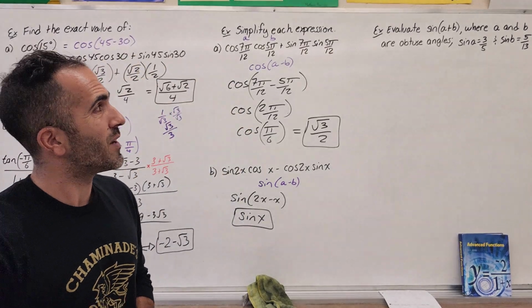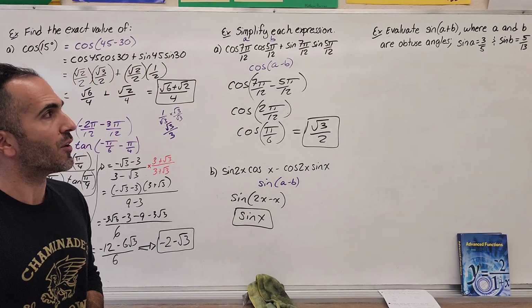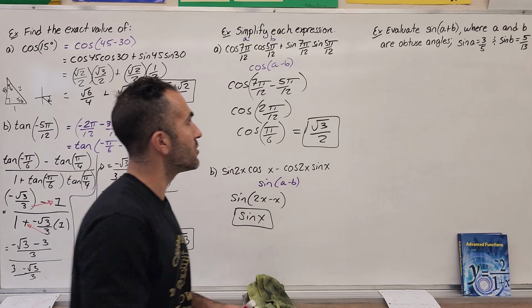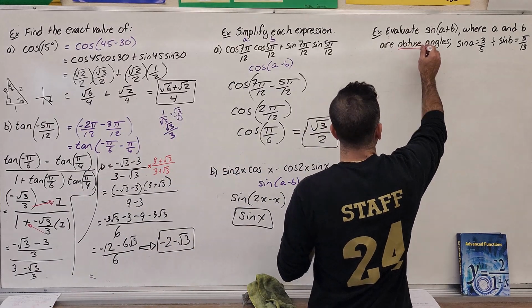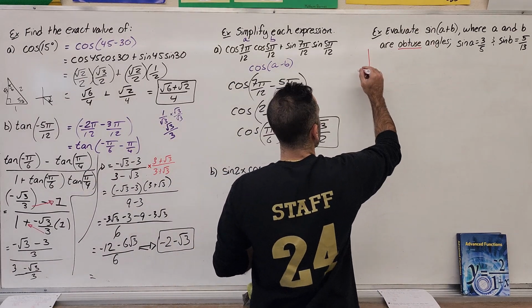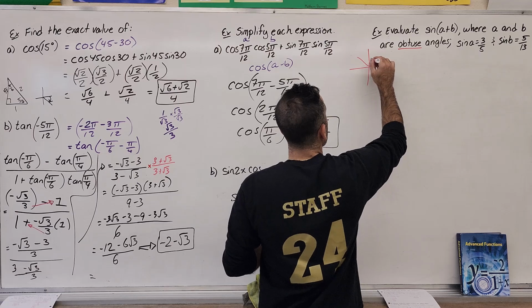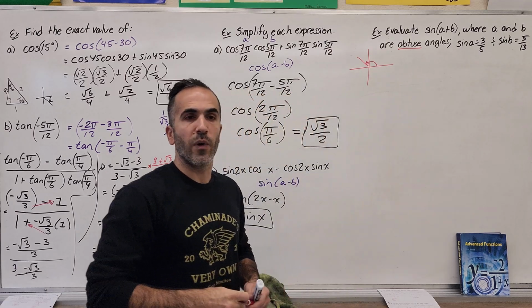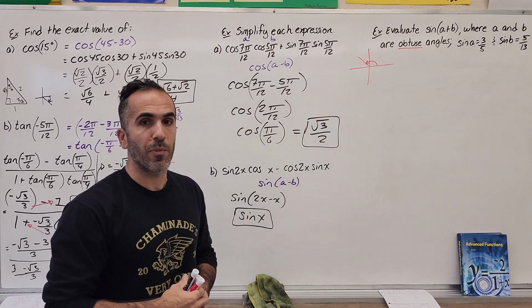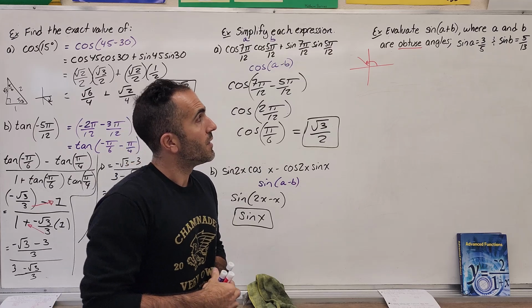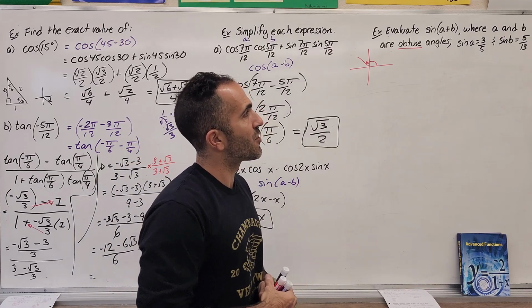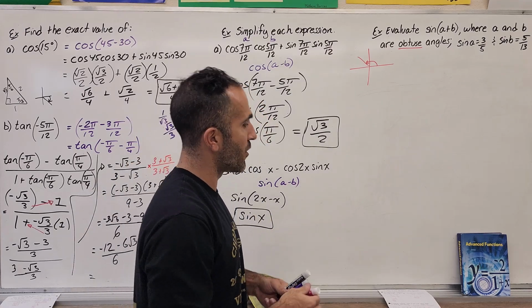We want to evaluate sine of A plus B, where A and B are obtuse angles, so that's pretty important that it says obtuse angles. This means that the angle has to be greater than 90. It's obtuse, can't be in the first quadrant. It also tells me that sine of A is 3 over 5 and sine of B is 5 over 13.